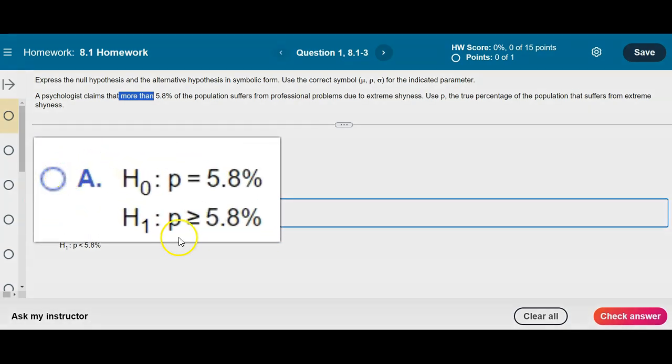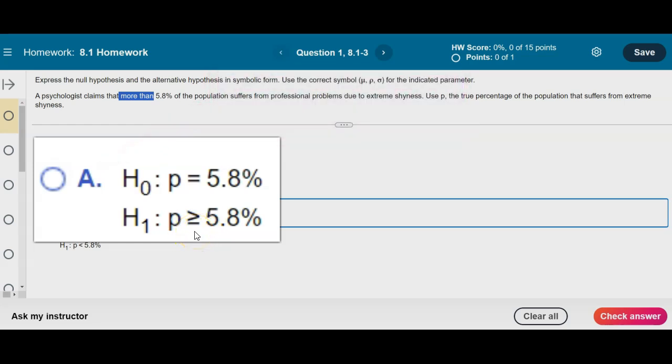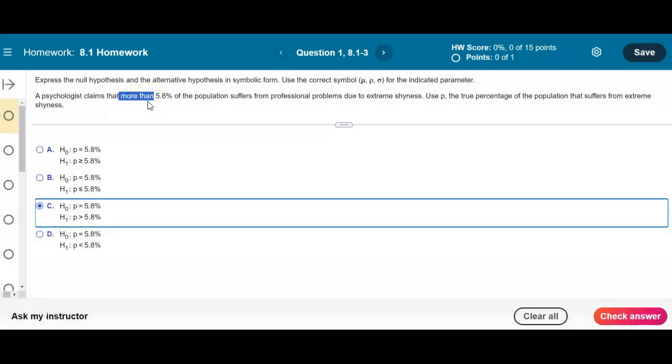Now, if you look at H1, H1 also has a greater than symbol, but it's underlined. Right? We want strictly greater than because it says more than. It doesn't say at least 5.8%. It says strictly more than. So that's the alternate hypothesis.